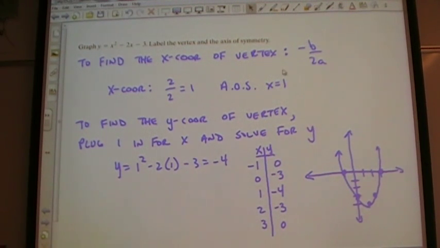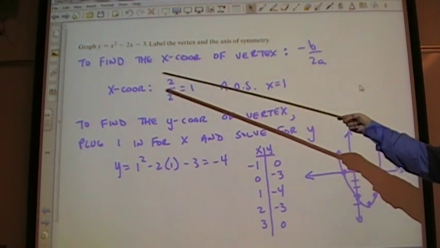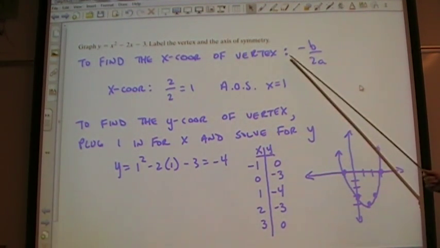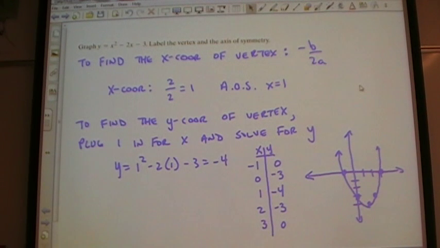Now, if there is a B value, there's a formula for finding the x-coordinate of the vertex. So write all this down. Graph y equals x squared minus 2x minus 3, and label the vertex and axis of symmetry. To find the x-coordinate of the vertex, you have to use this formula: negative b over 2a.